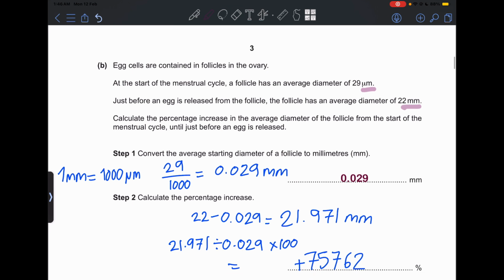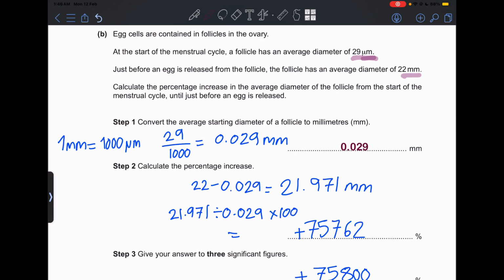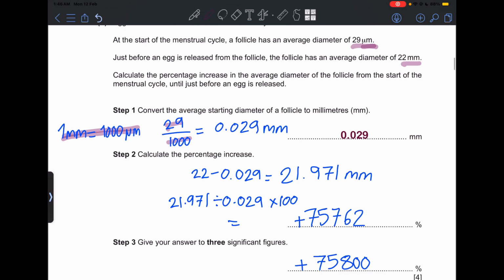So step 1 says convert the average starting diameter of a follicle to millimeters. So we have to convert the 29 micrometers into millimeters. We know that 1 millimeter is equal to 1000 micrometers. So you're going to be dividing the 29 over 1000. This will give you 0.029 millimeters. This is actually our answer.